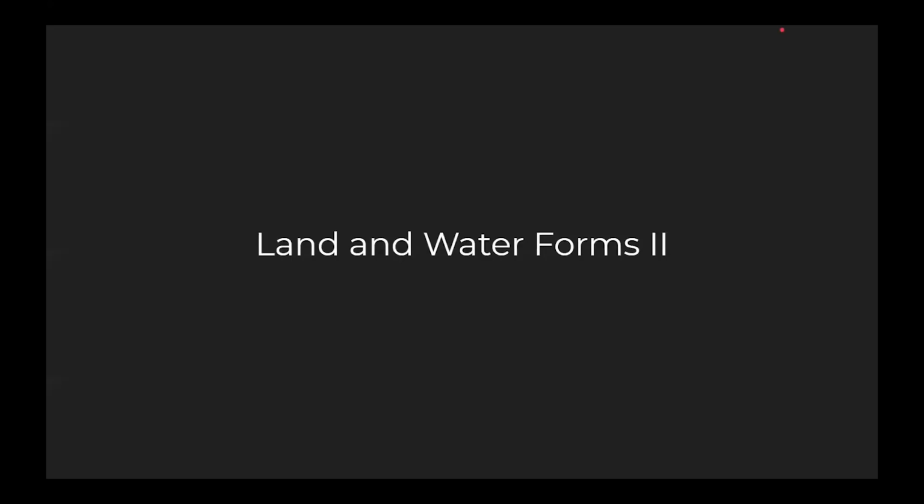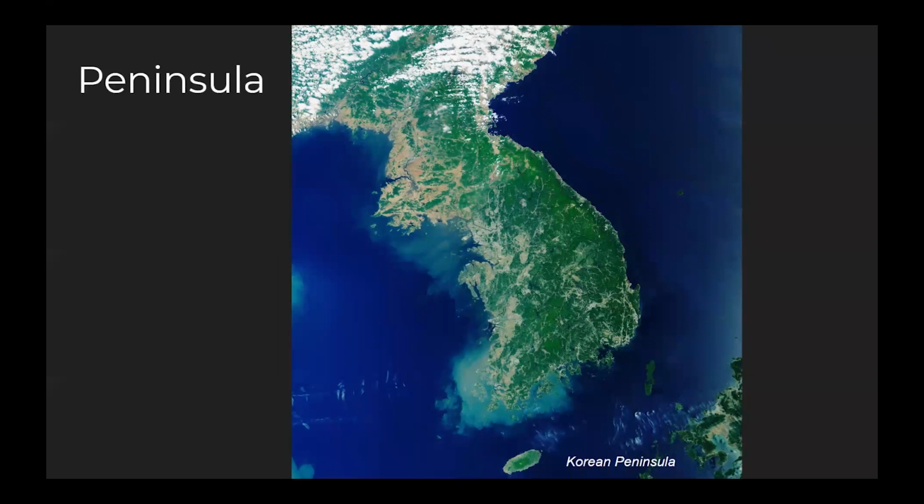Hi guys, I'm back and today we're going to talk about some more land and water forms. So let's begin with the peninsula. And you are looking at a satellite image of the Korean peninsula. This is the land mass that includes North and South Korea.